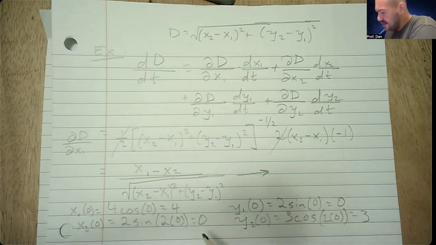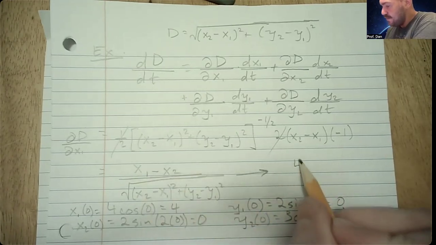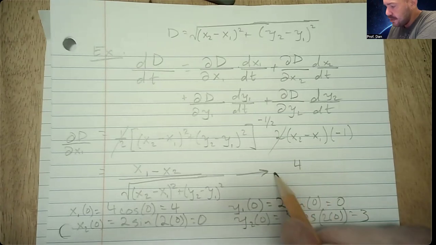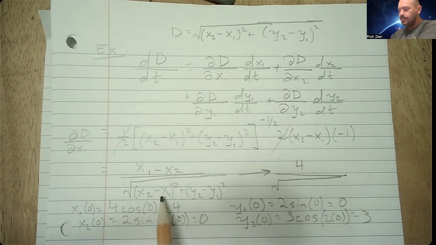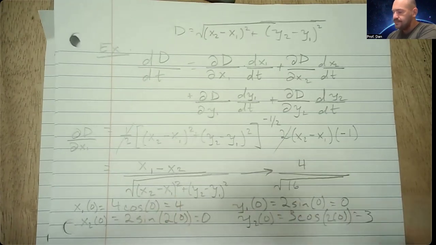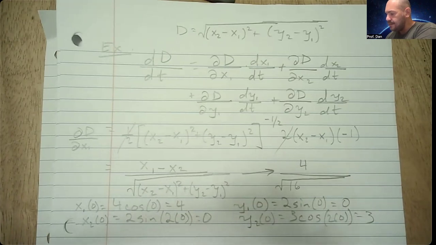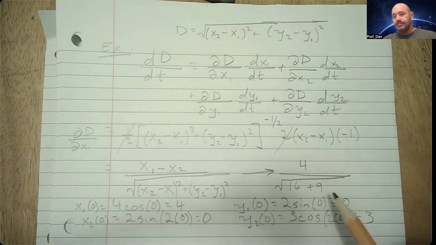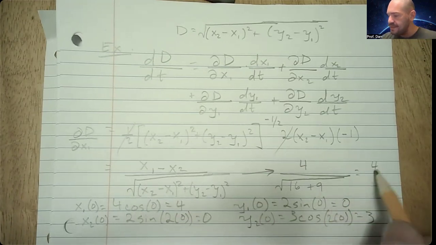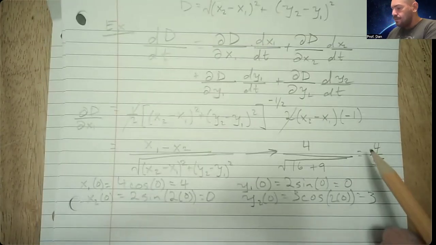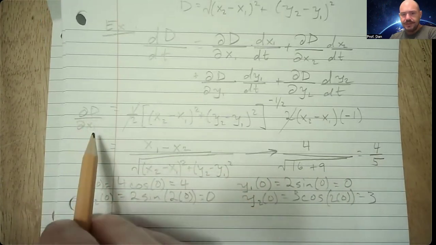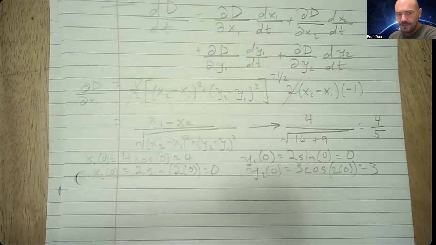So with that, it makes it a little easier for us. We know the numerator is going to be 4 minus 0, which is 4. And in the denominator, we have the square root of (0 minus 4) squared, 16, and (3 minus 0) squared, so plus 9. And 16 plus 9 is 25, which means that this is the square root of 25, so 4 over 5. So that partial derivative has a value of 4/5.